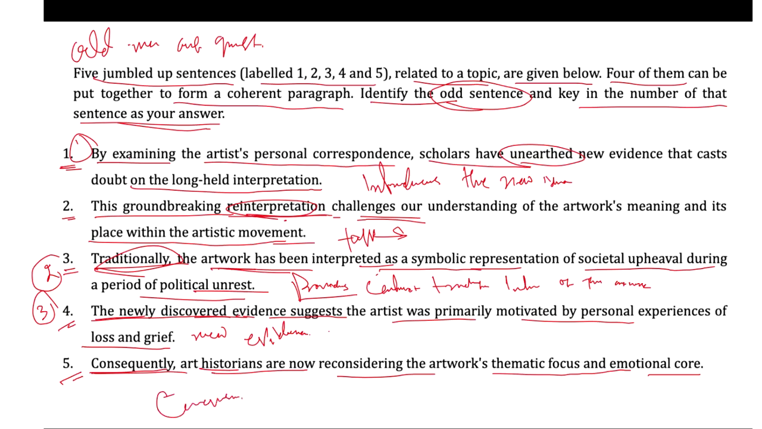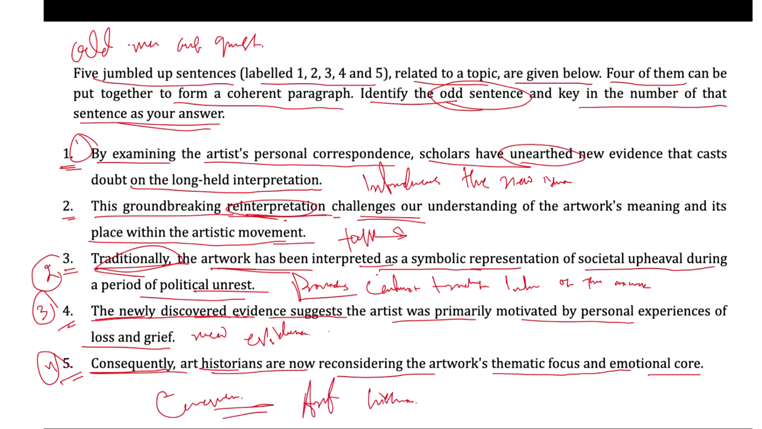So, on the basis of the analysis, what we can find is that 1, 3, 4, and 5 make a kind of pair and form a coherent narrative about the discovery of new evidence: the traditional interpretation of the artwork, the new evidence suggesting a different motivation, and the reconsideration by art historians. Whereas if I look at sentence two, what does it say?